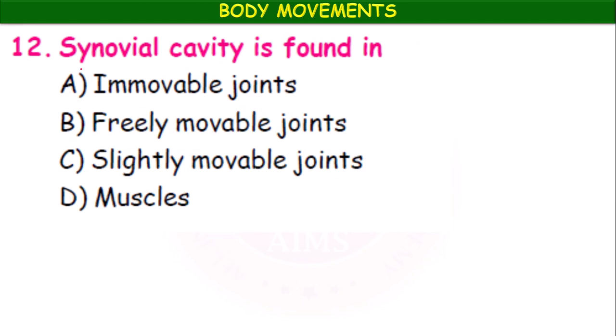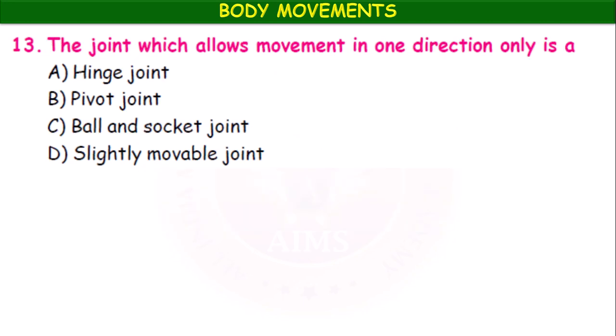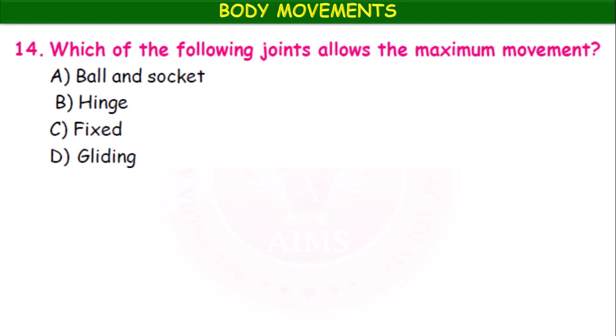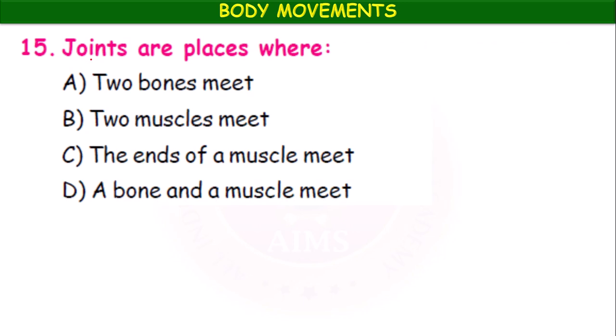Synovial cavity is found in immobile joints, freely movable joints, slightly movable joints, muscles. It is present in the freely movable joints. The joint which allows movement in one direction only is hinge joint. Which of the following joints allow the maximum movement? Ball and socket joint, hinge joint, fixed joint, gliding joint. It is the ball and socket joint.